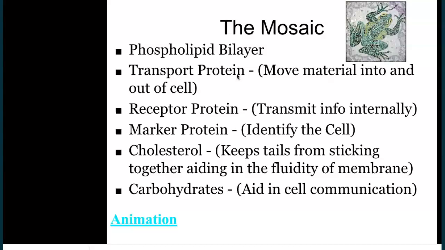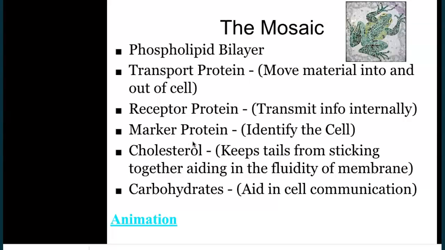You have several proteins. Some are for transport. They move things in and out of the cell. Receptors receive. So they're going to transmit information that they receive from outside the cell internally. So maybe you receive a signal that tells the cell, a muscle cell, to contract. Or maybe you receive a signal that tells a cell to make more white blood cells because there's an infection. So it receives that signal and then sends it inward to carry out the action.